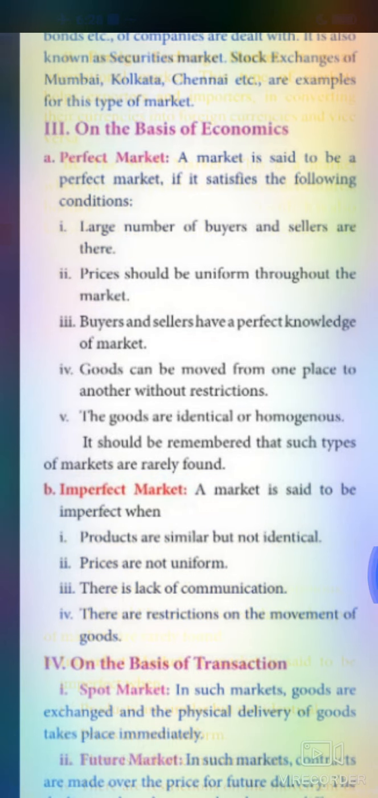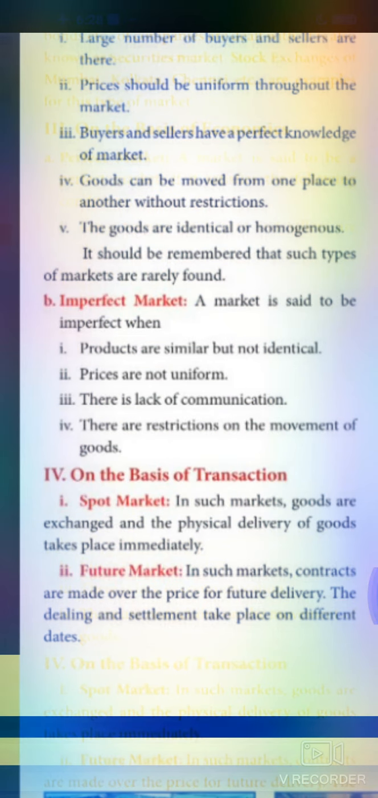So nowadays these markets are rarely found, we can say. Next one is imperfect market. A market is said to be imperfect when the products are similar but not identical. Here the prices are not uniform and there is a lack of communication only, we can say. And also there are restrictions on the movement of the goods.